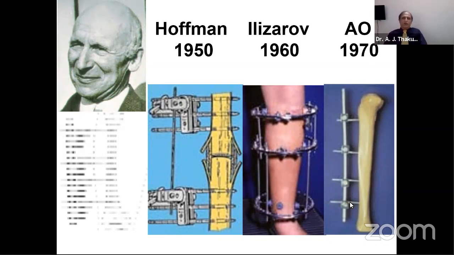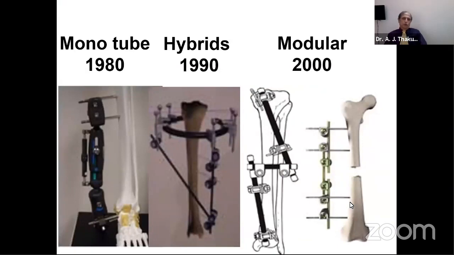Later in the 60s, in far remote Siberia, none other than Ilizarov devised this circular frame, which was entirely different from what Raoul Hoffmann was using. However, the effectiveness of both was very, very good. AO then came in the 70s and modified Hoffmann's external fixator and presented their own version, which became very, very popular. After that, we have had many other innovations. Monotube in the 1980s from Italian surgeons. Then we had hybrid fixation from American surgeons. And then later on, they got what is now known as the modular frame from a surgeon from Mexico. We shall deal with that in due course of time.